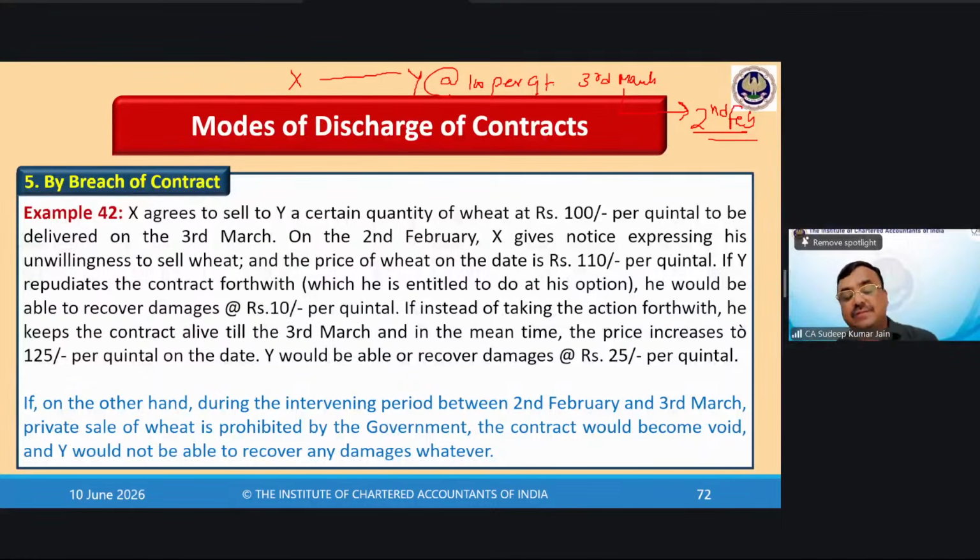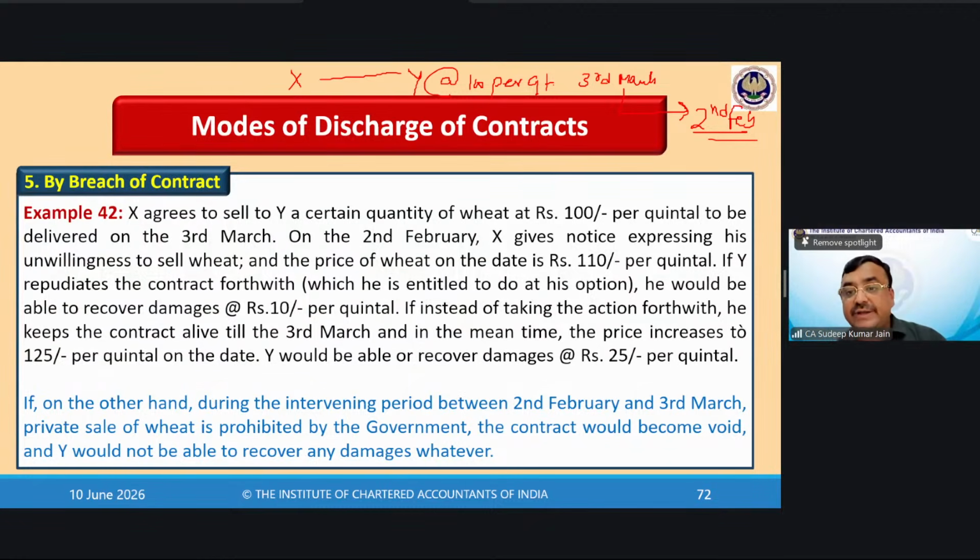If he decides to file the case on 2nd February, what is the actual loss he can claim? If he decides to file the case on 2nd February, what is the actual loss incurred that he can claim from the other party? On 2nd February, the price was 110 per quintal. The price has increased by rupees 10. So if he decides to file the case on 2nd February, he can claim the difference of rupees 10.